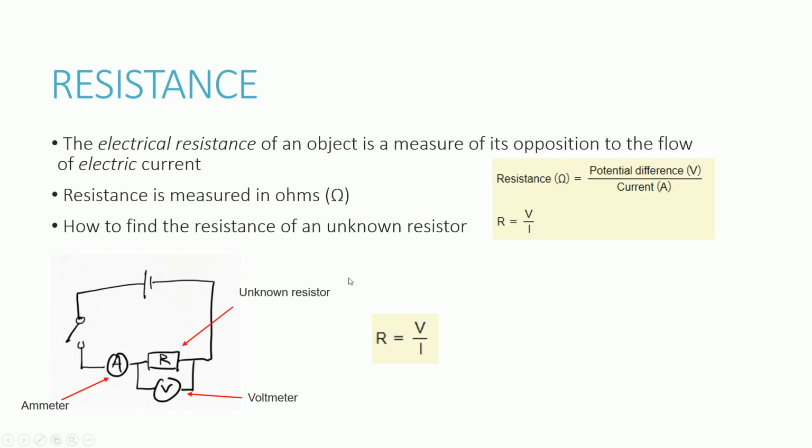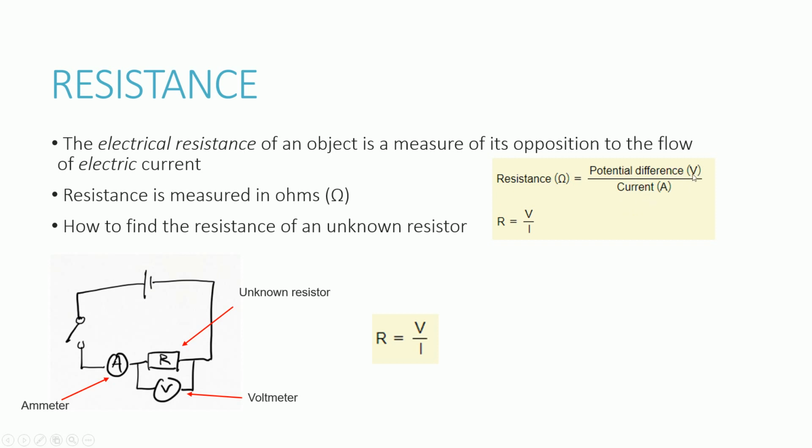The next thing we're going to be looking at is resistance. The electrical resistance of an object is a measure of its opposition to the flow of electrical current. Resistance is measured in ohms, and it's got this unit over here. The formula that you have to know for resistance is that resistance equals potential difference divided by the current. Potential difference is of course measured in volts, and current is measured in amps.